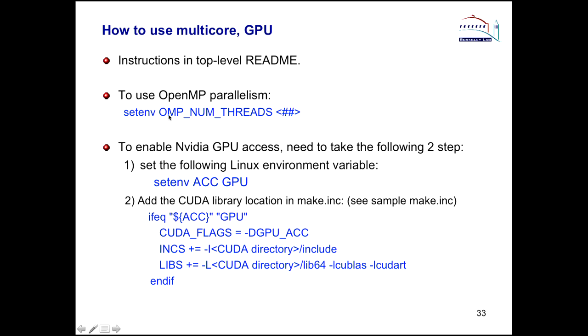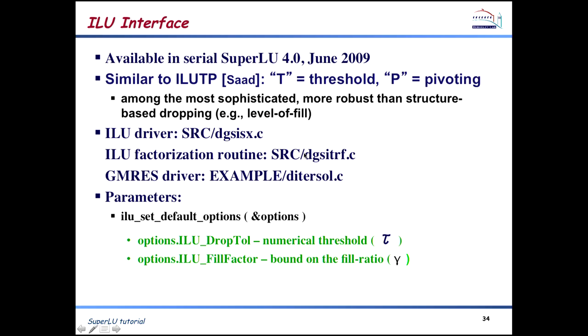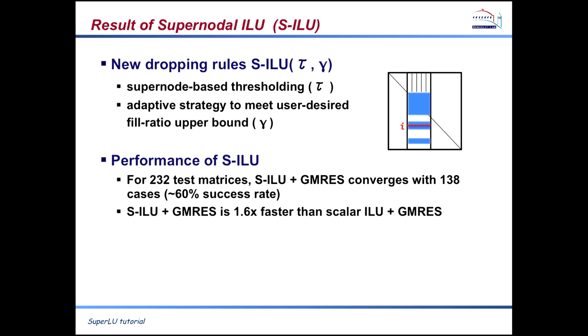So to use this interface, again, this is explained in the README. You use OpenMP, you have to set a number of threads, and then to use GPU, currently we only support NVIDIA. You have to set environment variable of this, because internally the library is spinning some code GPU related, and also insert some of these CUDA library paths into the make.inc. And there are some samples you can see in the distribution. And we also have a supernodal-based ILU, which we compared with the earlier version, the best algorithm before. We get much better results. So this can be used as a preconditioner.